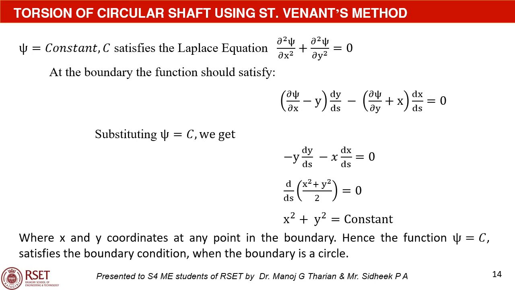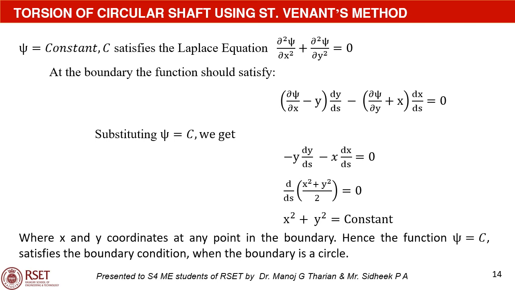Now, at the boundary of the cross section, the Saint-Venant's warping function psi should satisfy the condition (∂ψ/∂x − y) dy/ds − (∂ψ/∂y + x) dx/ds = 0. Substituting psi is equal to c in the above expression, we get −y dy/ds − x dx/ds = 0. That is, d/ds of (x² + y²)/2 is equal to 0, which gives x² + y² is equal to constant.